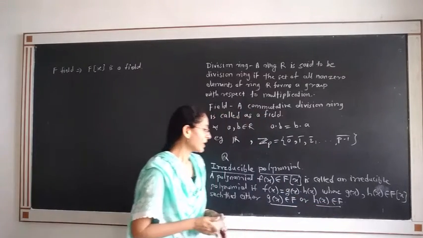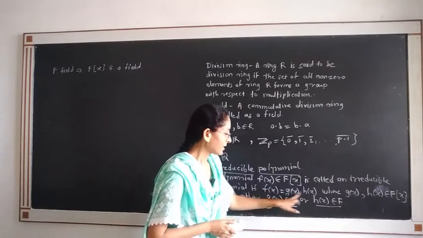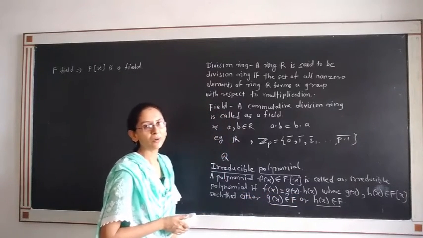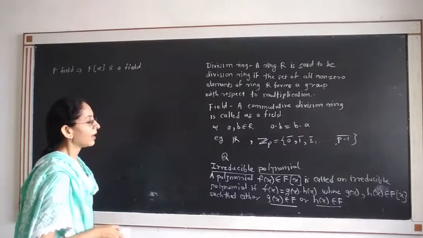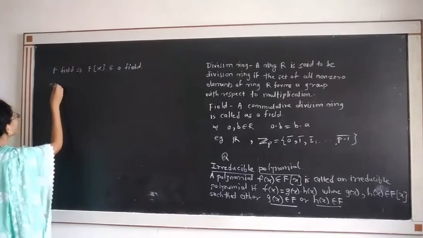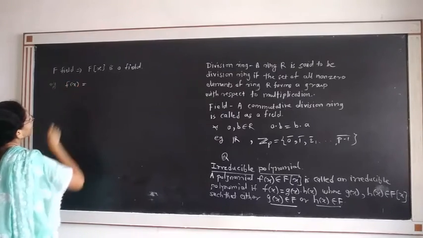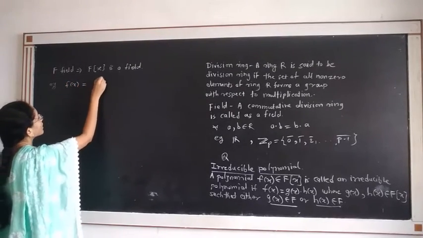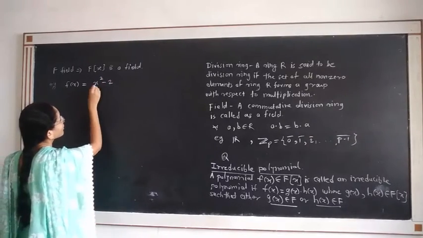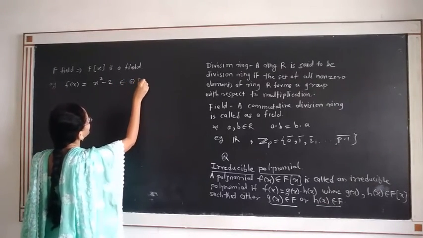It means a polynomial f(x) is an irreducible polynomial if, when it is factored into two polynomials, one of the factors must be a constant factor. Otherwise, it is a reducible polynomial. For example, if you choose the polynomial f(x) equal to x square minus 2. Okay, what are the coefficients? 1 and minus 2. Now we can take this polynomial from the field Q[x].